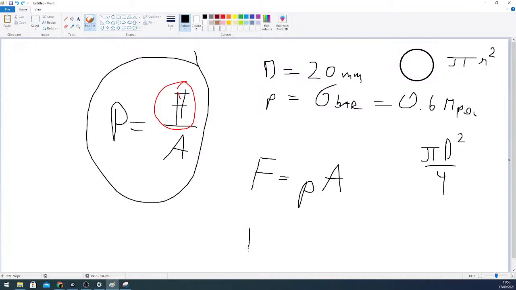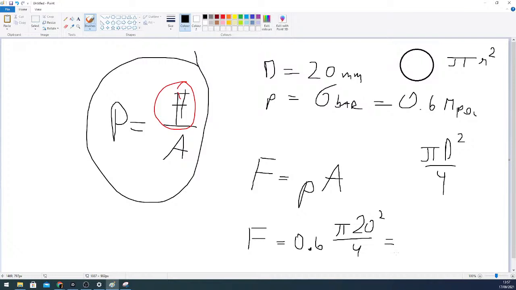So, if you would like to calculate the output force of the cylinder we use in our lab, we have pressure of 0.6 megapascal here, we have the pi, we have the diameter 20 squared divided by 4, and in return what that equals to.